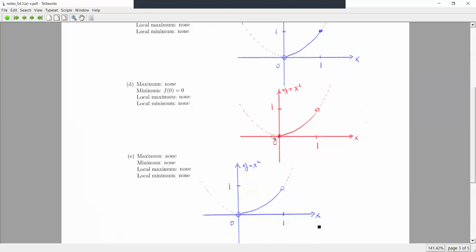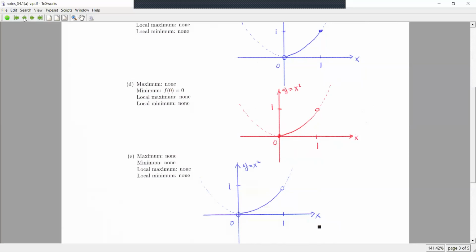Minimum. This point, solid point, globally, it is the lowest point. But this point is the endpoint, the left endpoint of this portion that we are considering. An endpoint, we don't count as local minimum. So the answer is none. No local minimum over the interval including 0 but excluding 1.